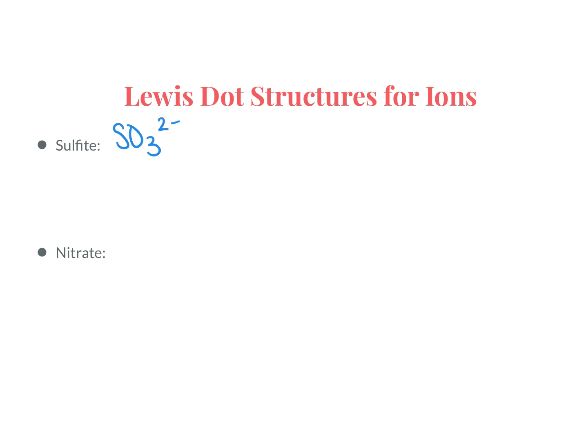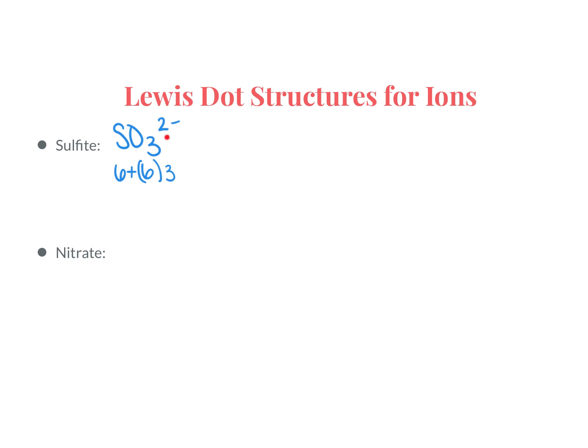So sulfite is SO3 with a -2 charge. And then we're going to follow the same process we followed before. So we're going to count valence electrons. How many valence electrons for sulfur? Okay, 6. How many for oxygen? Okay, 6. And how many oxygens are there? 3. So I'm going to multiply it by 3.